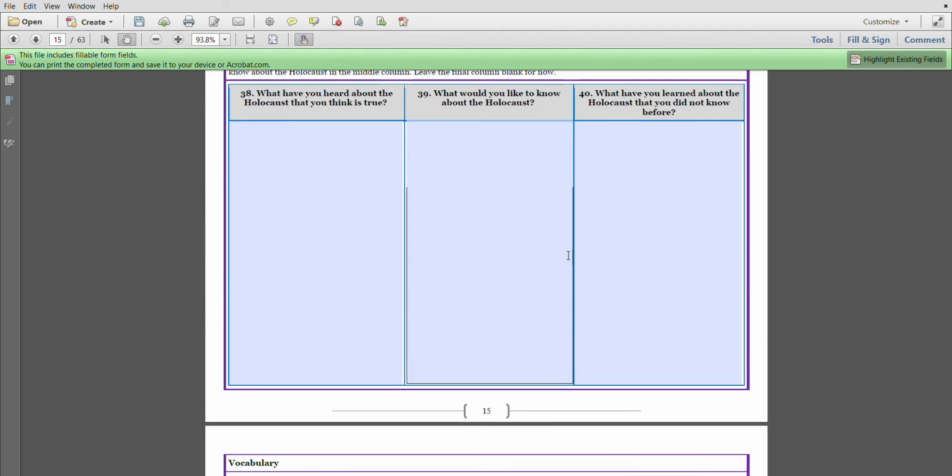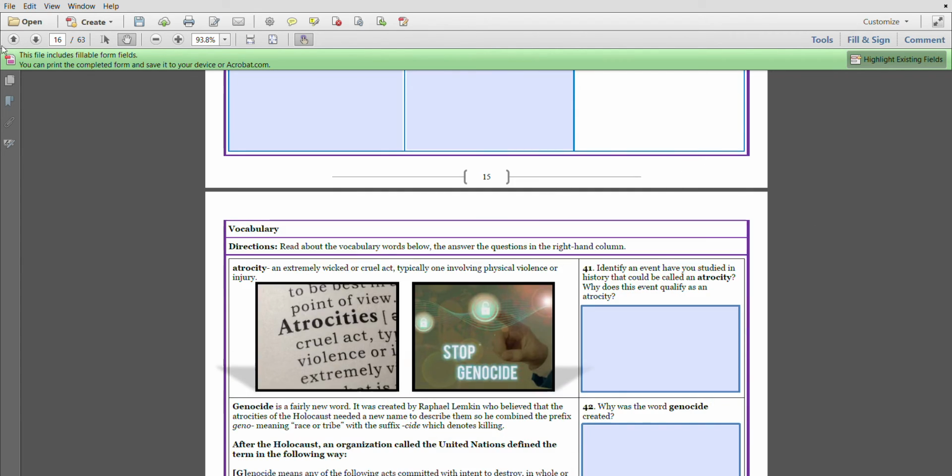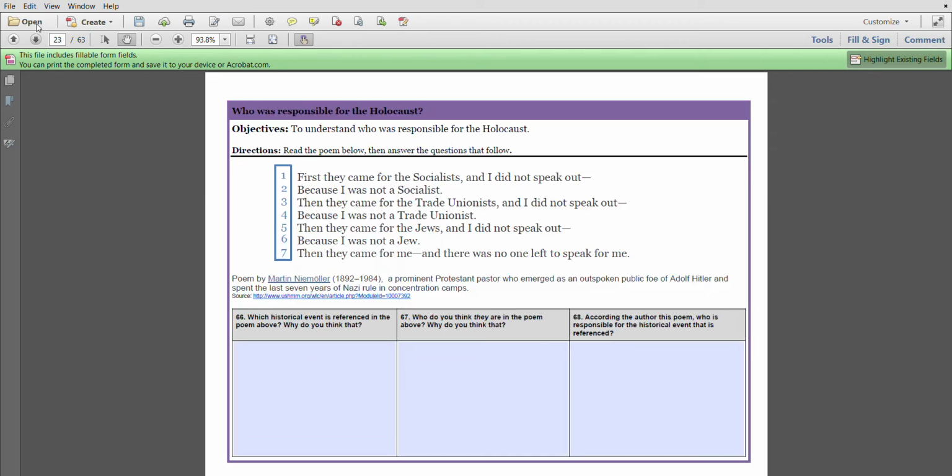Here we go. Question 40 on page 15. You should now be able to answer that fully, okay? So we want you to do that. Answer that question fully based on everything you've learned up to this point.